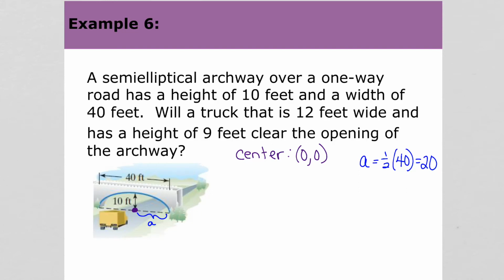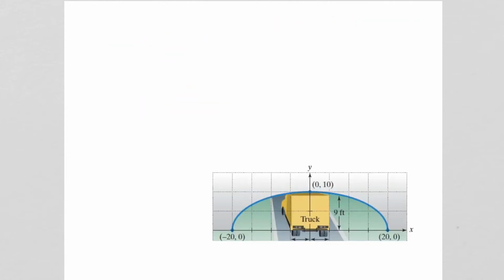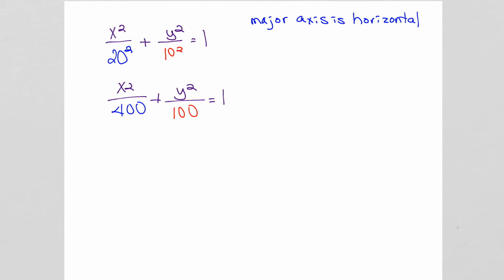What's b? b is this distance right here, from the center up to the bottom side of the bridge. So it's 10. So on the bottom under y squared will be 10 squared, which is 100. So we have our equation. We can graph the vertices and everything, but we don't need to. We've got the equation. We're good so far.